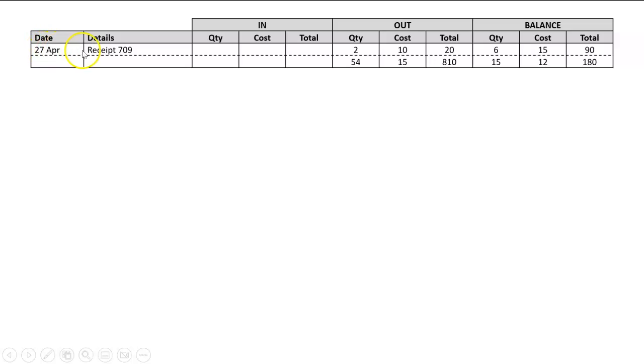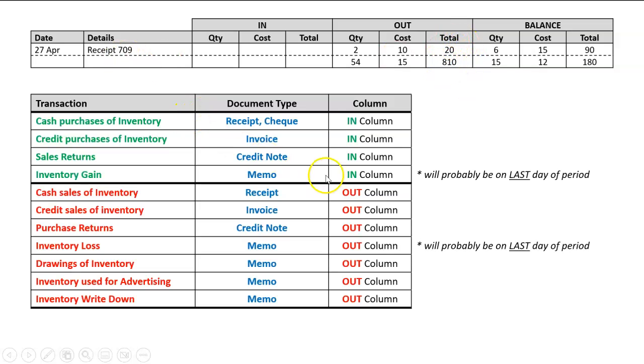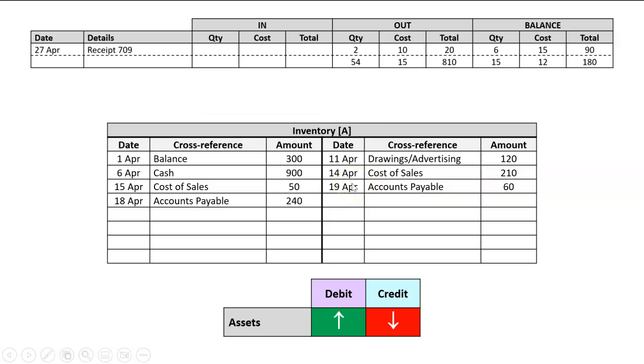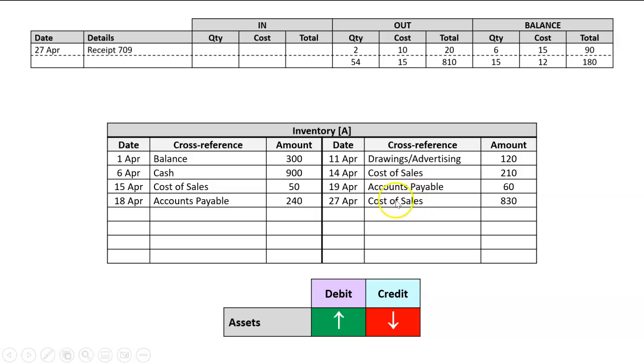Next one, 27th of April, receipt out column for 20 and 810, so that's 830. Out column receipt. If we look in the out column, the only thing for a receipt would be a cash sale. So that's a cash sale. So we've got less inventory. That's going to go here. 27th of April, cost of sales 830. And sorry, just to go back, just like with a credit sale, we just write cost of sales here. We're not writing cash. The cash part would be for the revenue part. I'm dealing with the expense part called cost of sales. And the 20 and 810 equals 830.